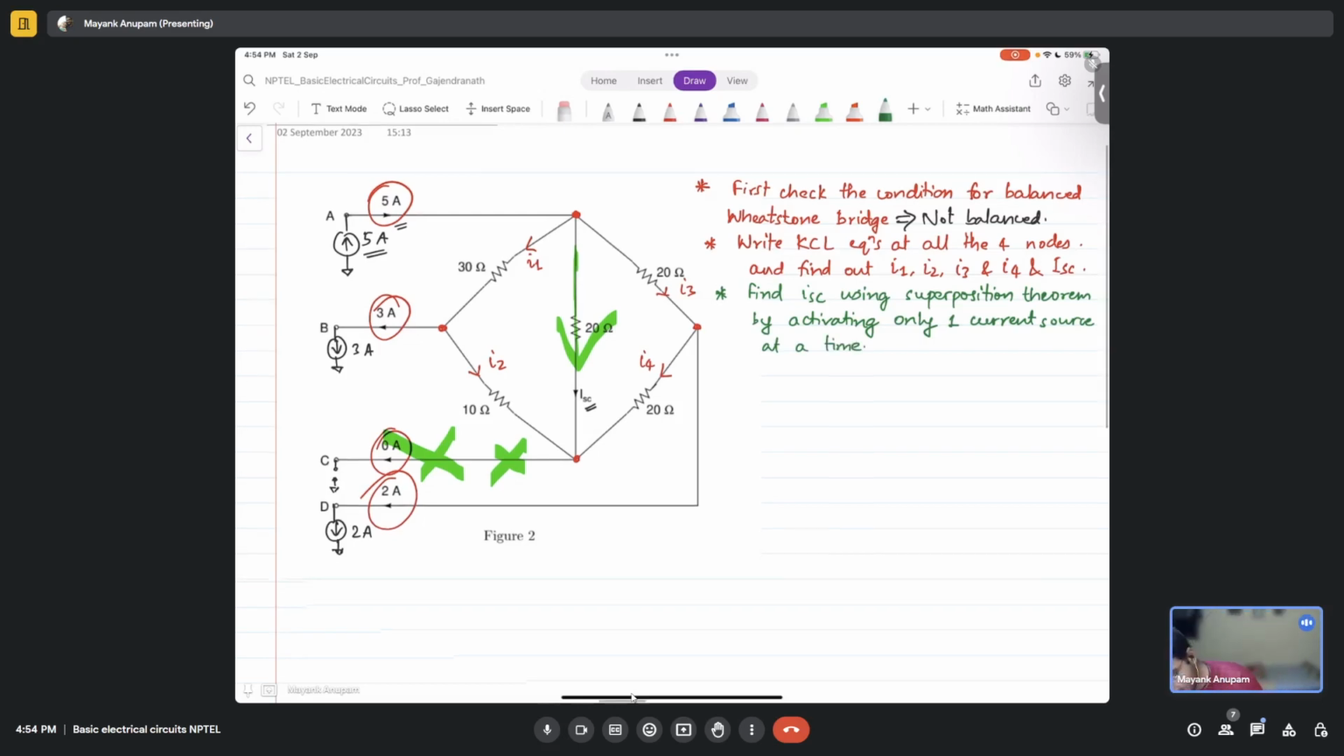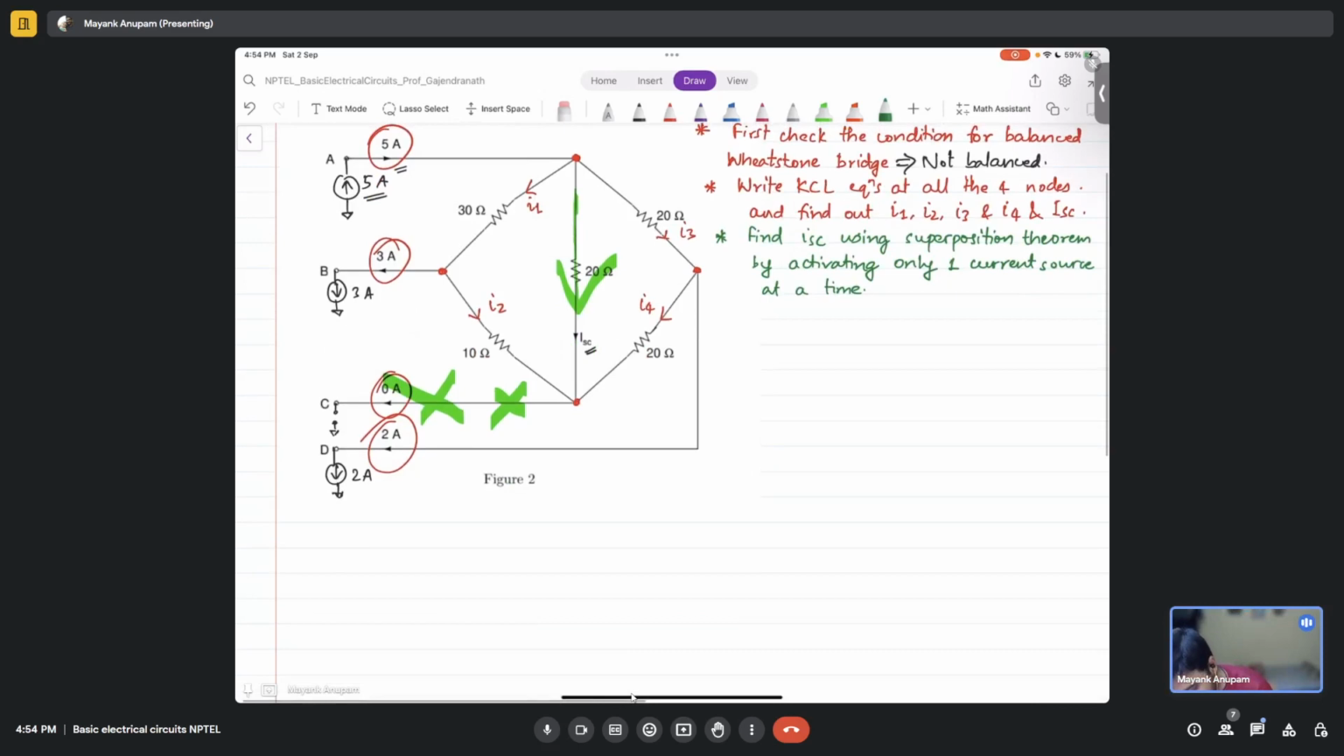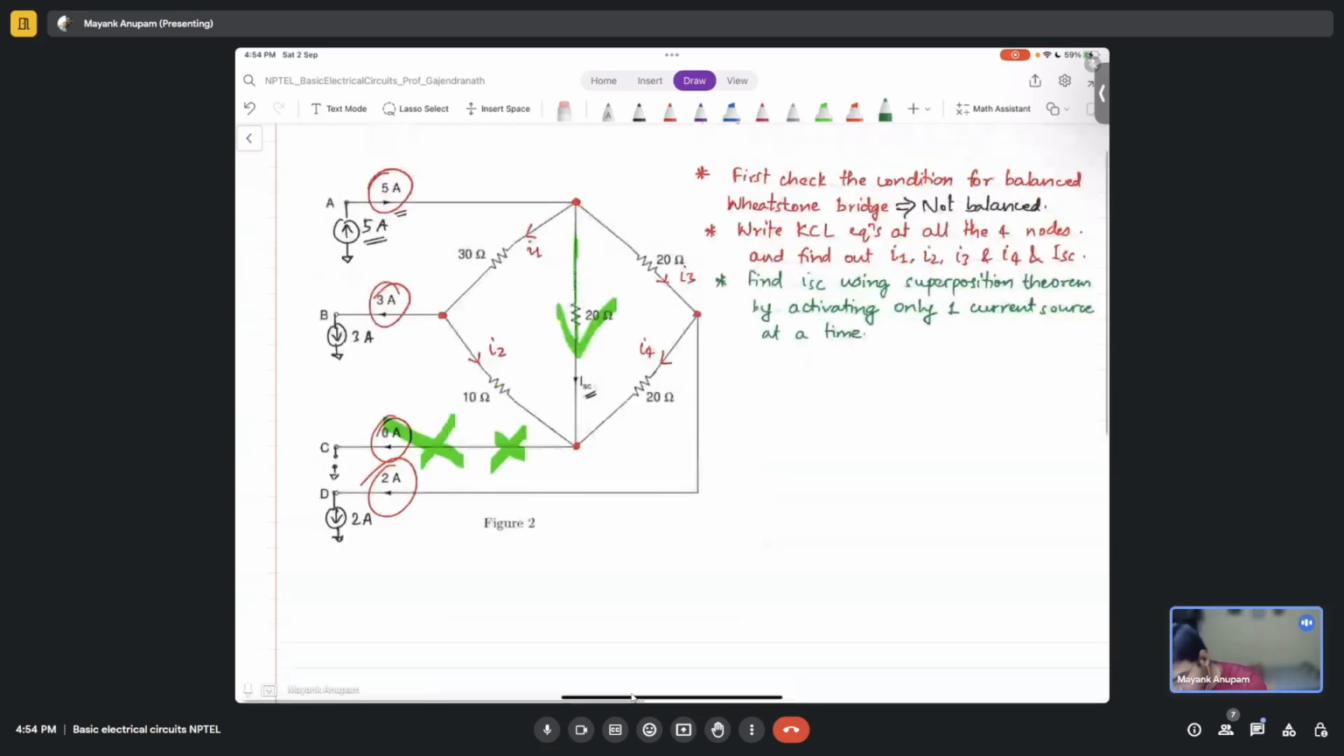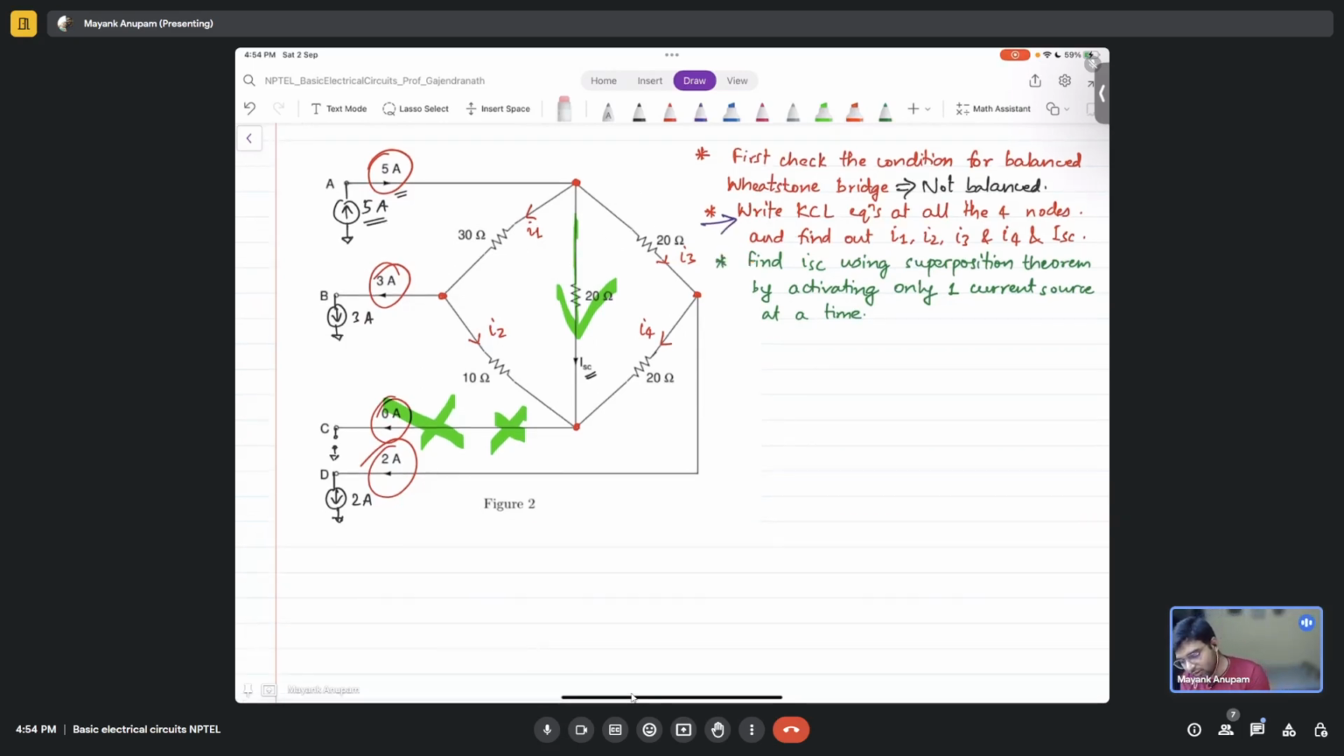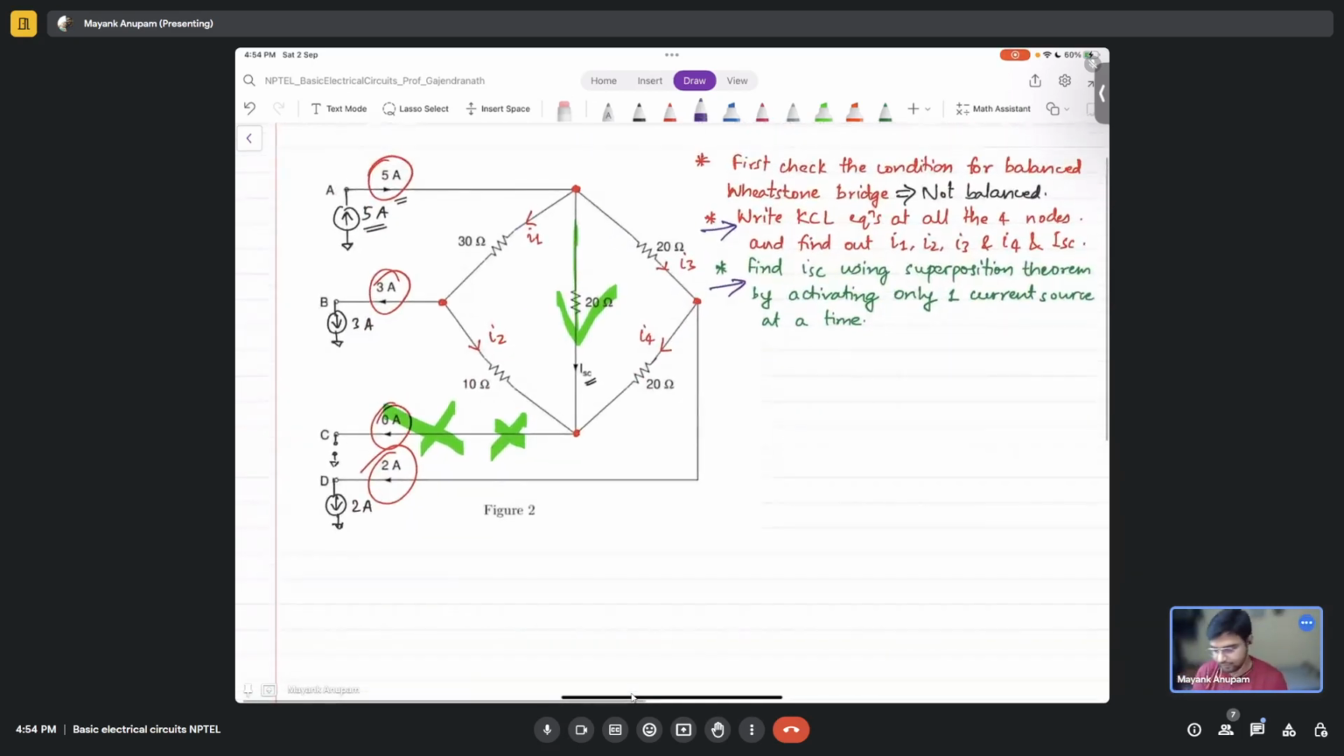What else? Is there any other way? I'm just listing. These might not be very efficient. The last one that I mentioned is not very efficient. This will take longer. KCL equations at all the four nodes is actually more efficient. So, just to make a point, this is also another way. What can be other ways?